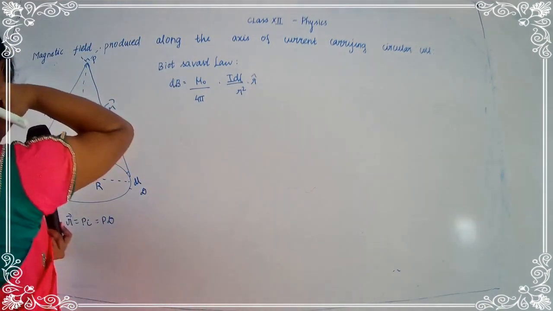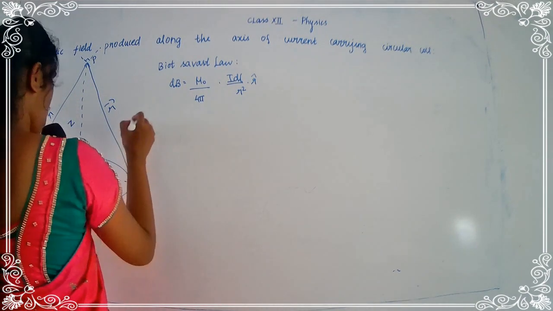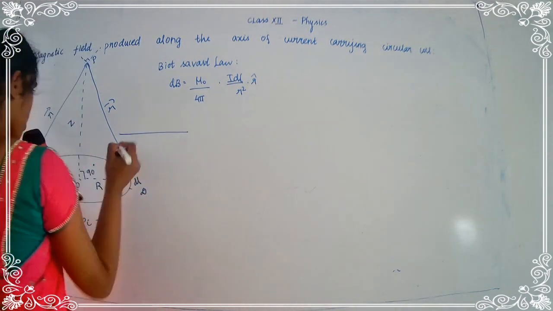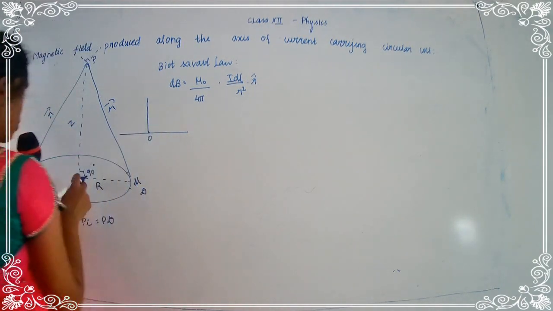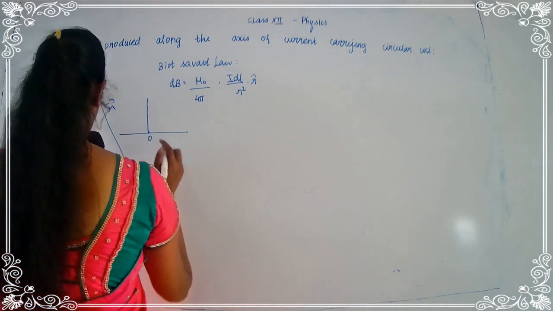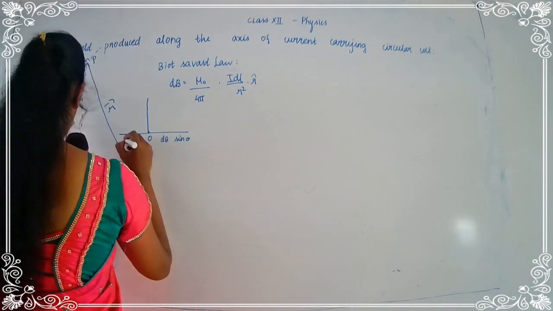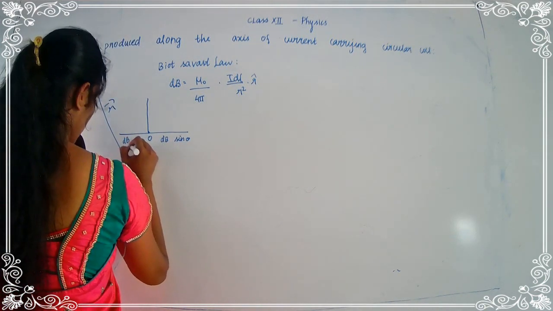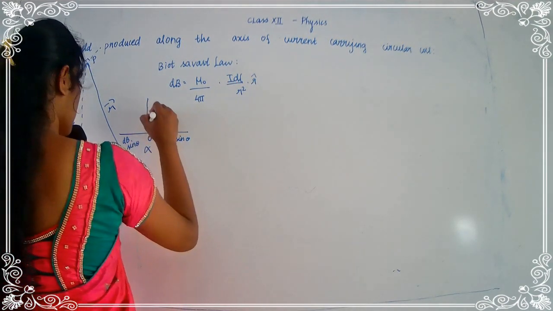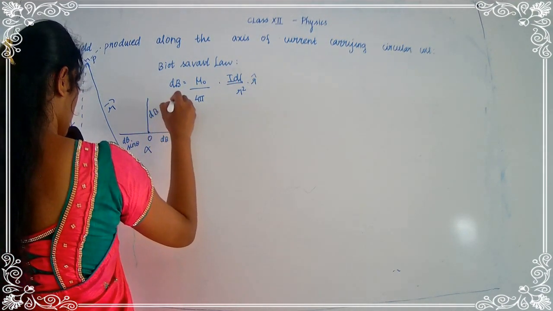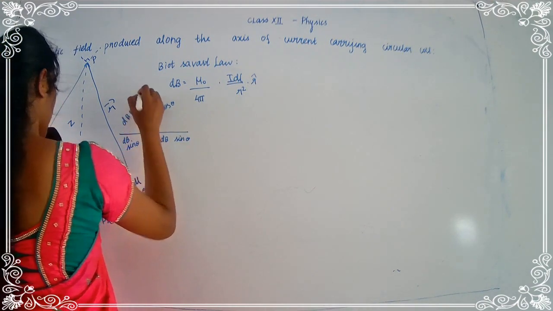Now here this point is resolved into horizontal component and vertical component. At the point O it is resolved into dB sin theta and here also dB sin theta. As they are opposite to each other, they get cancelled. Here it is dB cos theta, here also dB cos theta, it only is left, the sin components cancel each other, right?